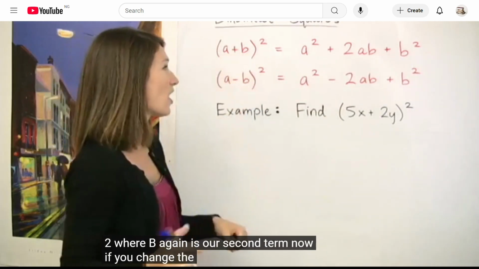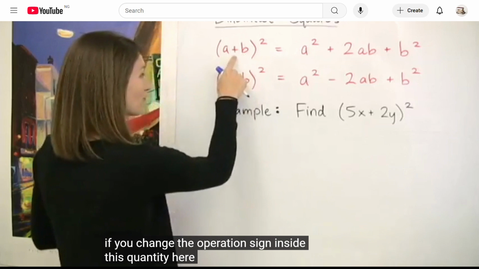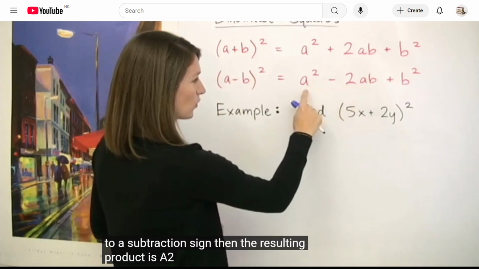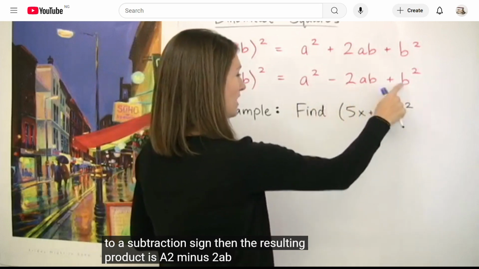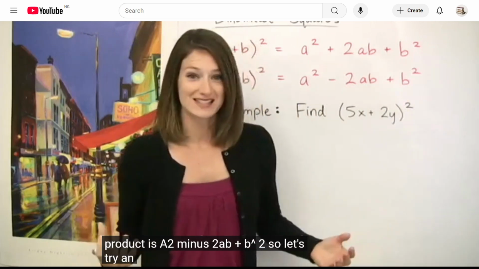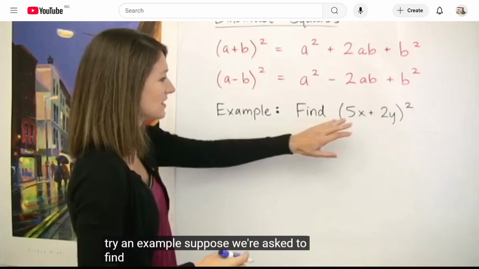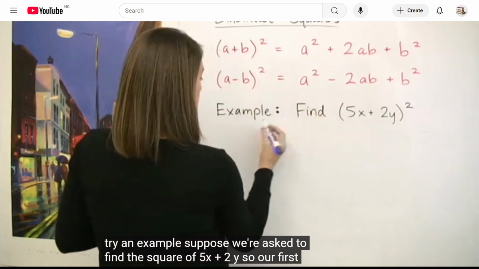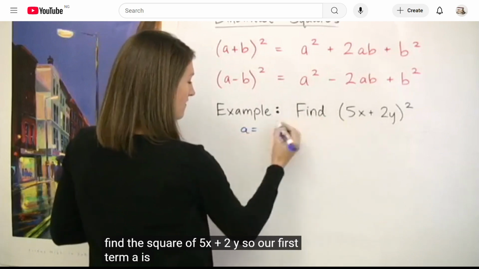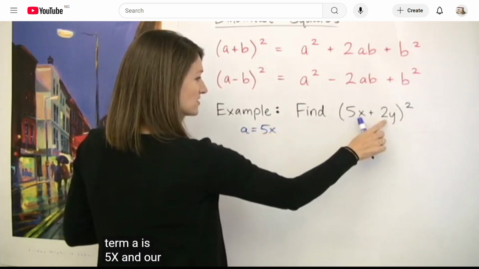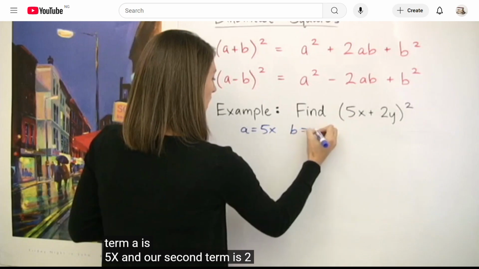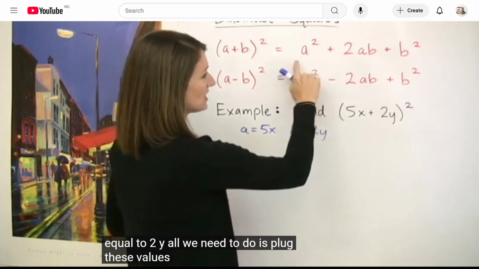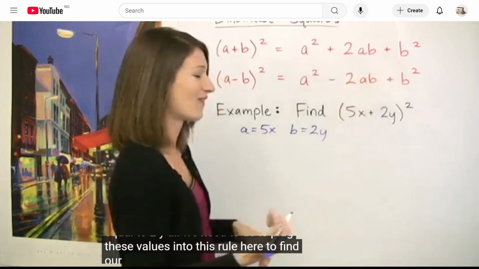Now, if you change the operation sign inside this quantity here from an addition sign to a subtraction sign, then the resulting product is a squared minus 2ab plus b squared. So let's try an example. Suppose we're asked to find the square of 5x plus 2y. So our first term, a, is 5x, and our second term is 2y, so b is equal to 2y. All we need to do is plug these values into this rule here to find our final product.